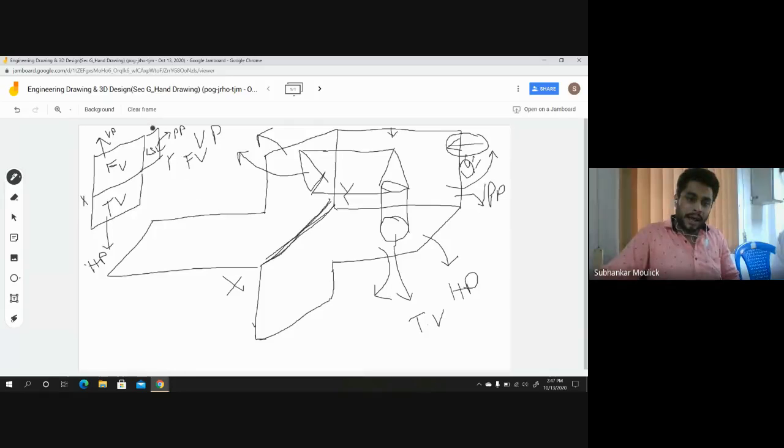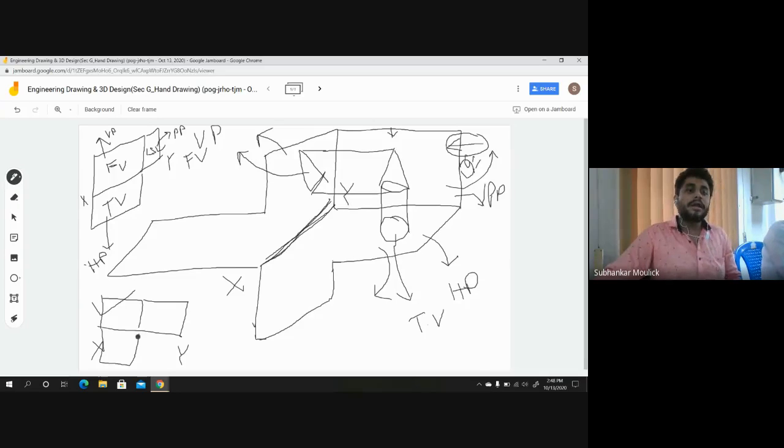Got it. Now you can draw this particular diagram in your drawing copy. Now, if I make this diagram straight, how will it look? This is my reference line, XY. This is my vertical plane. In the vertical plane, I will get my front view. This is my horizontal plane. In the horizontal plane, I will get my top view. And this is my profile plane. In the profile plane, I will get my left hand side view. Now, you need to draw this in each and every question of assignment number 2. Now it is clear.